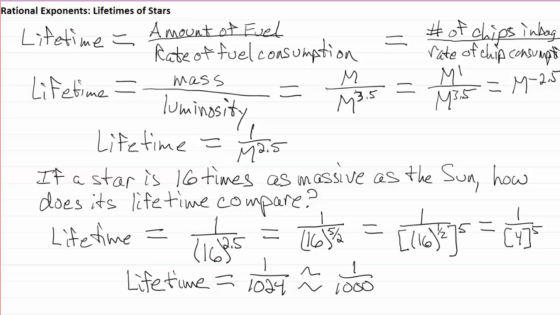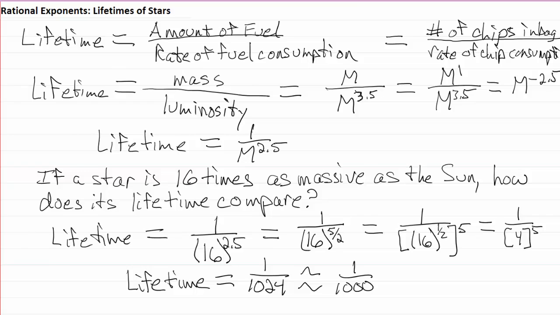And what that means is a star that is 16 times as massive as the sun will have a lifetime that is only 1/1000th the lifetime of our sun. So a much shorter period of life. And it happens because of that much greater rate of fuel use. It has 16 times as much fuel to begin with, but it burns it at such a greater rate that it doesn't last as long.